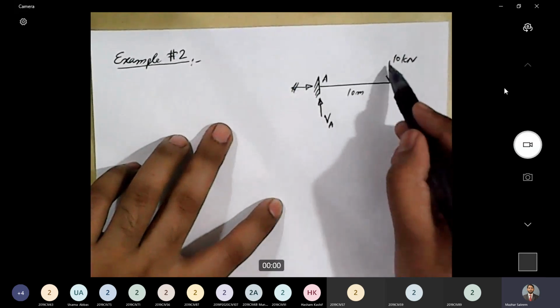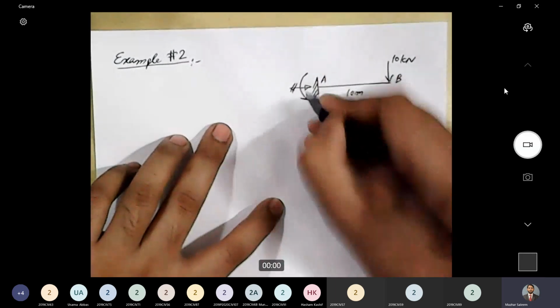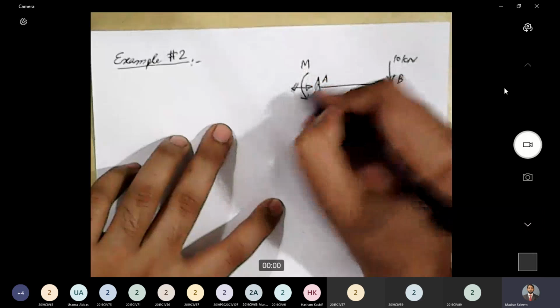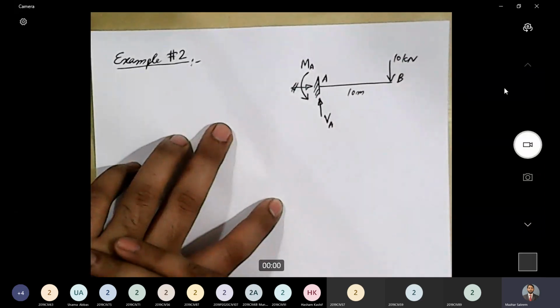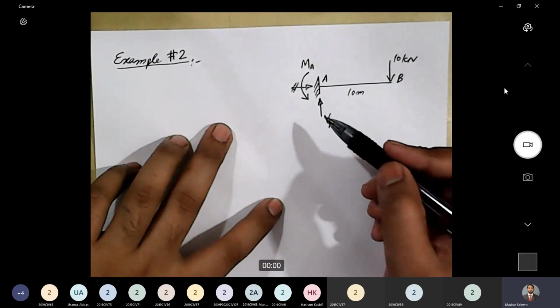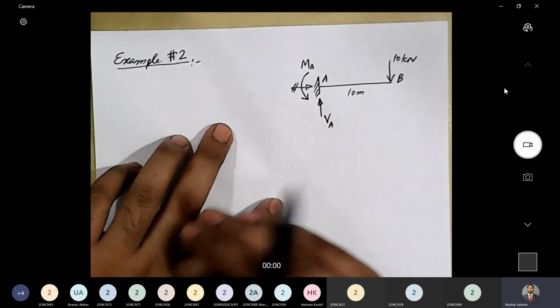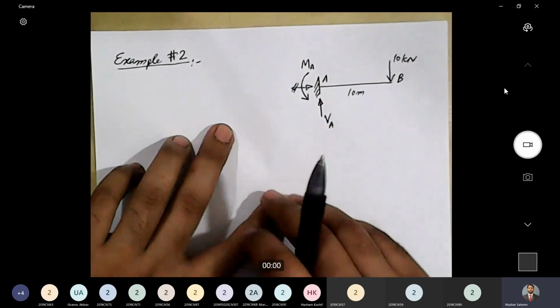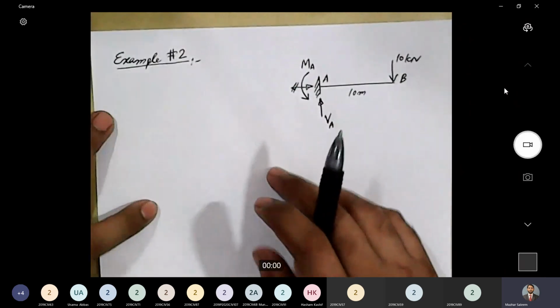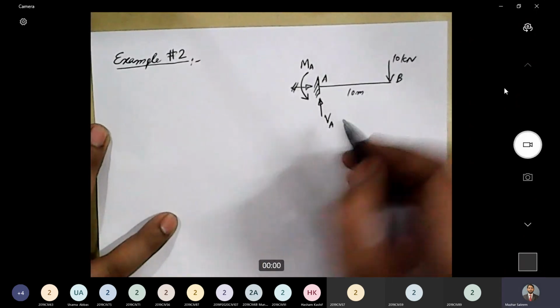And then moment. This force will produce moment about point A in clockwise direction. So I expect that there will be a counterclockwise moment. Let's call this MA, the reactive moment at support A. And even if the assumed directions are incorrect, that does not matter. I will get a negative answer, and in my further calculations, I will change the direction of these reactions if I get a negative answer. Okay, so now let's apply the conditions of equilibrium and calculate the values of these reactions.